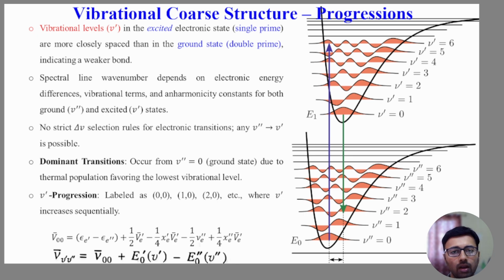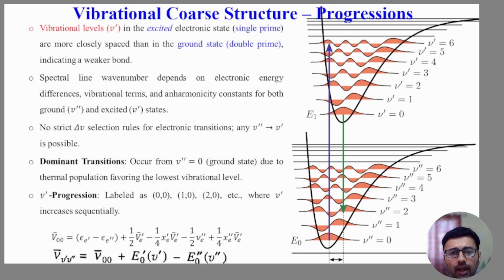In principle, transitions such as nu double prime equal to 0 to nu prime equal to 0, nu double prime equal to 0 to nu prime equal to 1, nu double prime equal to 0 to nu prime equal to 2, nu double prime equal to 0 to nu prime equal to 3 are possible. But even though these transitions are allowed, they are not equally probable.